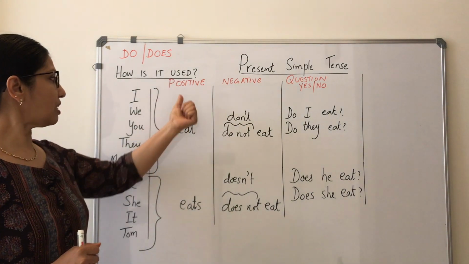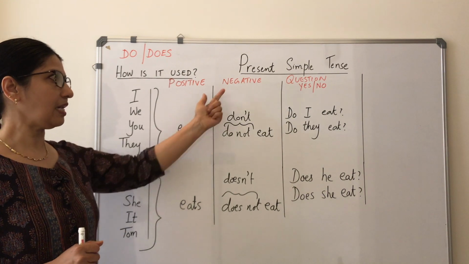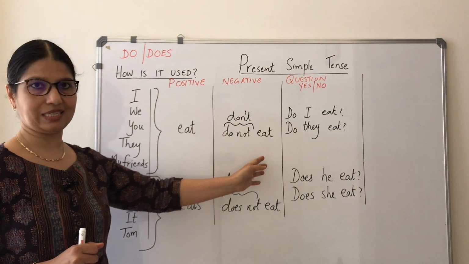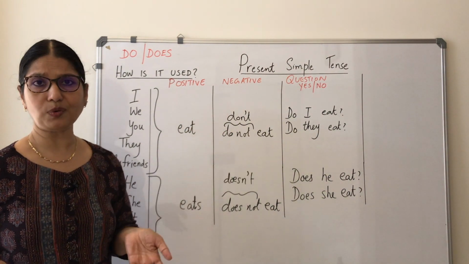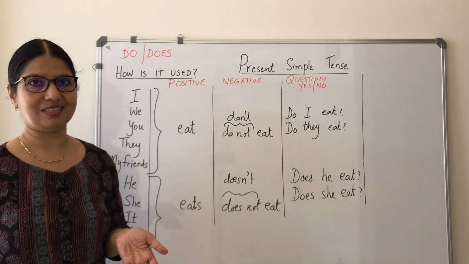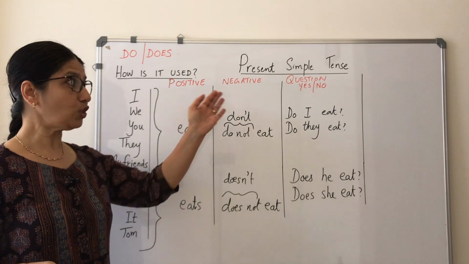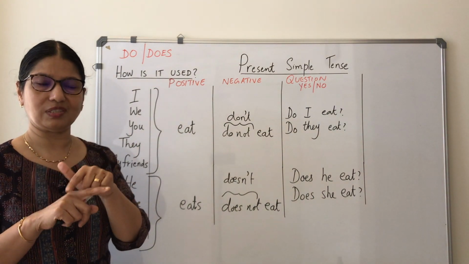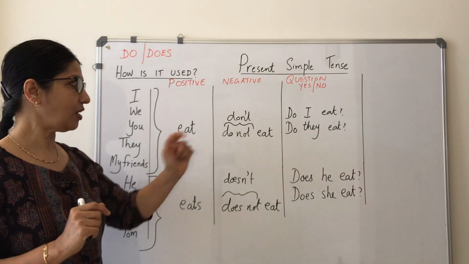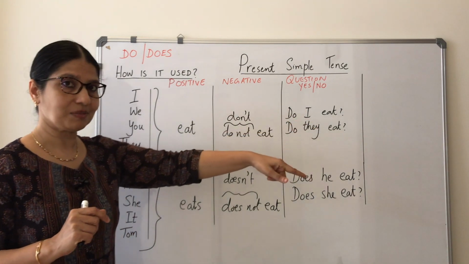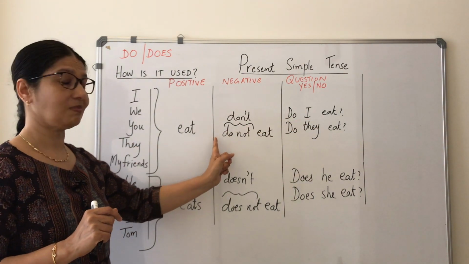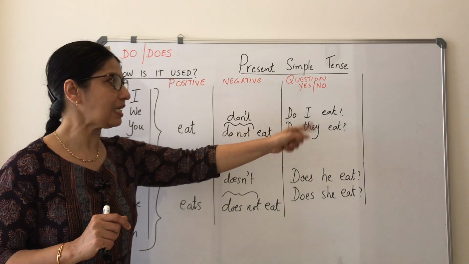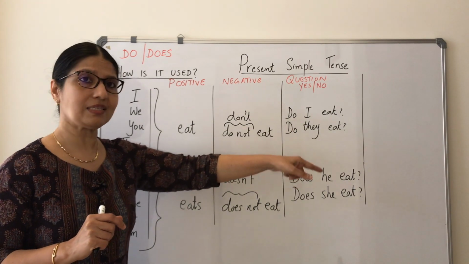Now the positive is I eat, the negative is I do not eat. So we have I do eat or I do not eat. And in order to make the question, you just change the word order. So you have do I eat, not I do eat. Do I eat? Do they eat?